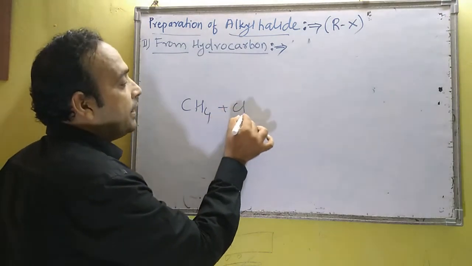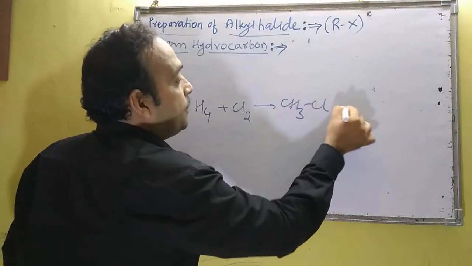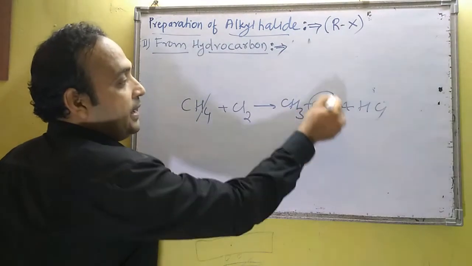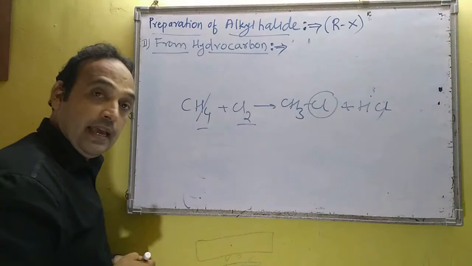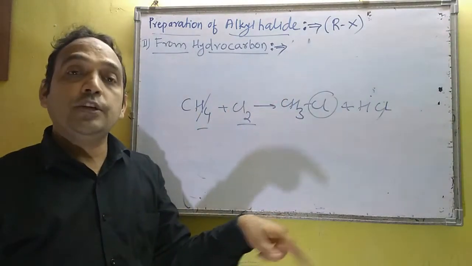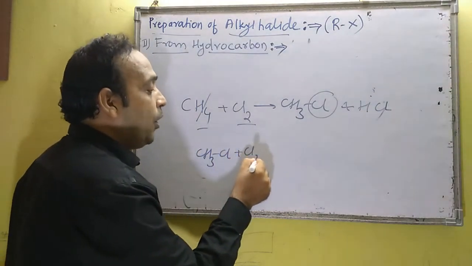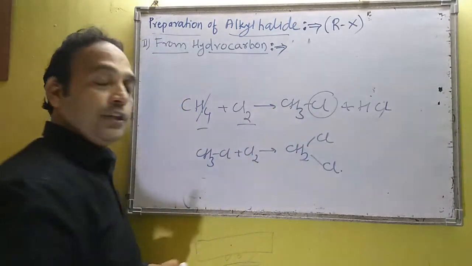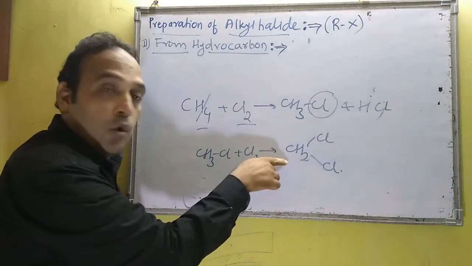Now methane reacts with Cl2. It will convert into CH3Cl plus HCl. One of the H is replaced by Cl, with removal of HCl. But the reaction will not stop here. It further undergoes halogenation to form polyhalogen derivatives. Now this is your dichloromethane.